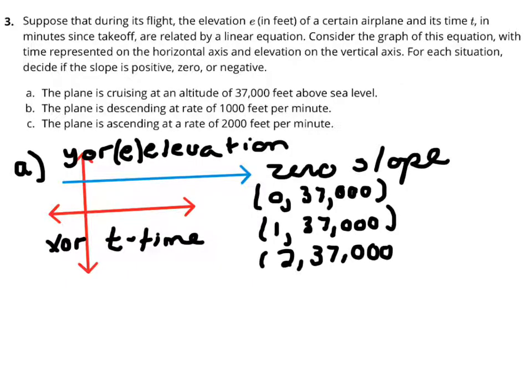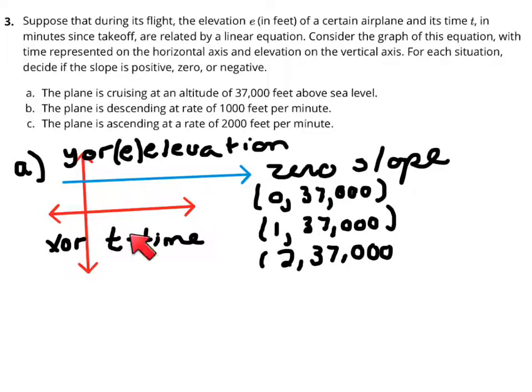Okay, so we're supposed to decide whether each of these situations, A, B, or C, is positive slope, negative slope, or zero slope. I assume you already read the question and tried this on your own, so I'm not going to reread this situation. But you do need to have these sketches, and I do want you to write these ordered pairs as part of your homework.